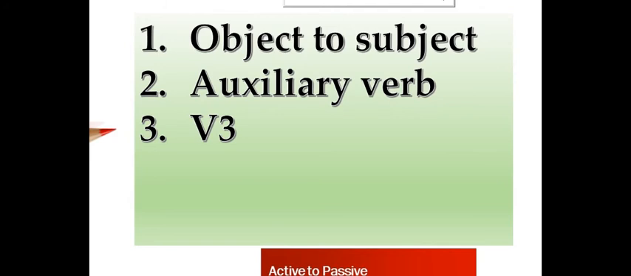The first two types, request and advice type, we do not use the 5 rules which was seen in the first video, but this type, omitting the agent, we need to use these 3 rules. The first one, object to subject. Second one, auxiliary verb. Third, verb 3.